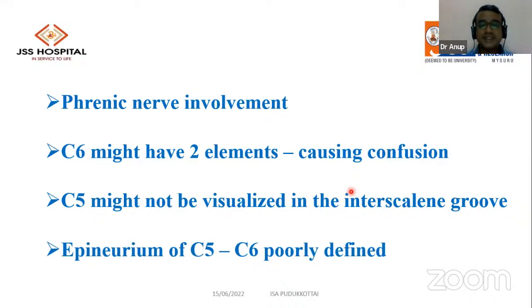Epineurium of C5 and C6 is poorly defined. So many times we will not be able to identify the C5, C6 roots at all. But at the level of the upper trunk, it would have gathered more connective tissue, making it very prominent. And this block, we give it as a parafascial block, and intrafascial injections are avoided.